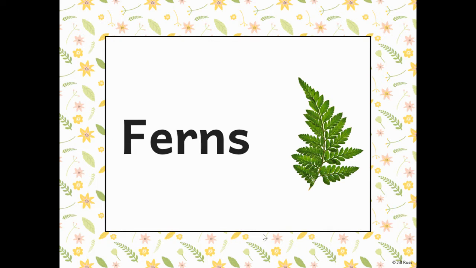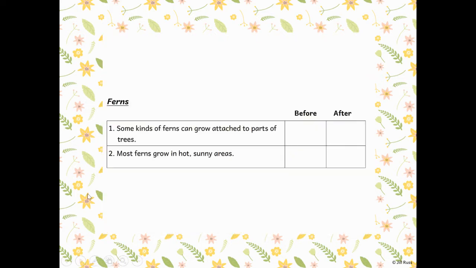I'm in our plant reading packet on page 74 under the section on ferns, and I'm in our questions packet on page 85. And just like we've been doing, we're going to start off with those true-false questions. So there's two statements. We're going to decide if they are true or false based off of what we think we know. Statement number 1 says, some kinds of ferns can grow attached to parts of trees. Do you think that's true or false? Fill in what you think.